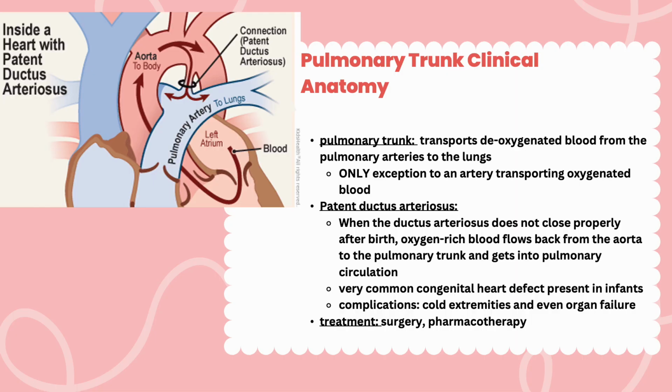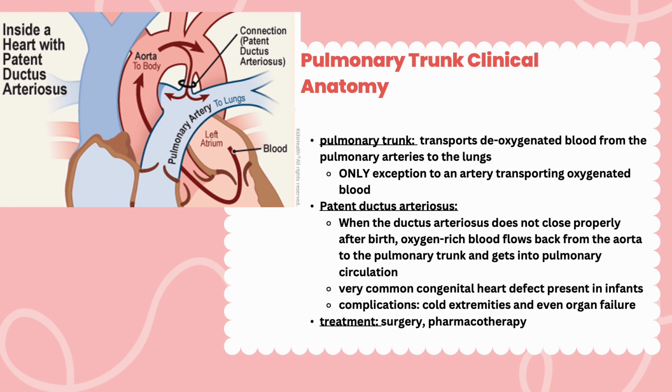So now for our final structure that we learned in Unit 3, along with the rest of the heart as well as the brain, is the pulmonary trunk. So the main function of the pulmonary trunk is to transport deoxygenated blood from the pulmonary arteries to the lungs. And another interesting fact is that it is the only exception to an artery that transports oxygenated blood. So normally you learn that arteries transport oxygenated blood from the heart to the extremities, and veins bring deoxygenated blood back from those extremities to the heart. But the pulmonary trunk carries deoxygenated blood, but it's still considered an artery. So I thought I would mention that because that is the one exception to that general rule.